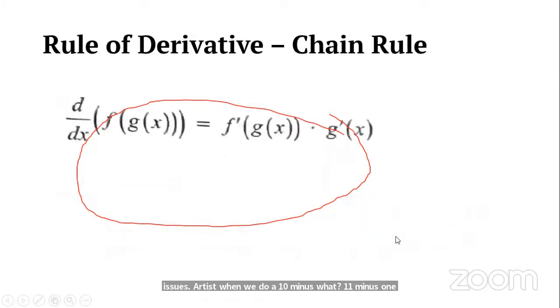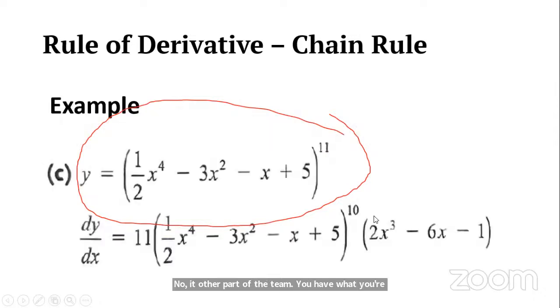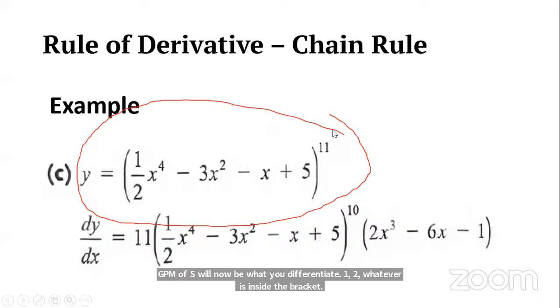Now, the other part of the chain rule says that you have this one here, g prime of s. So your g prime of s will now be what? You differentiate whatever is inside the bracket. Don't touch the power, only what is inside the bracket.